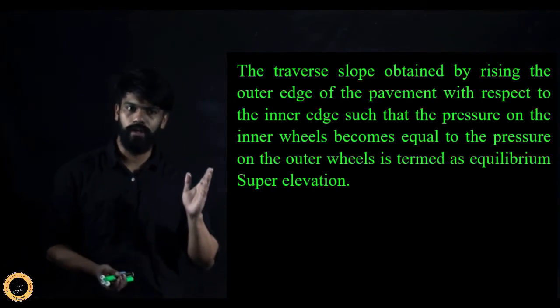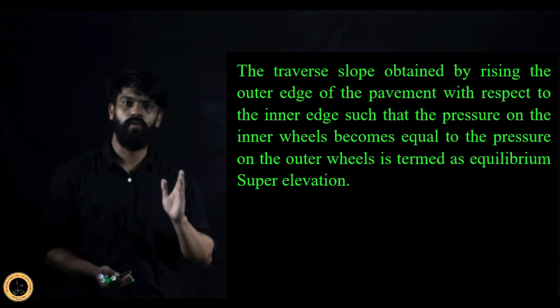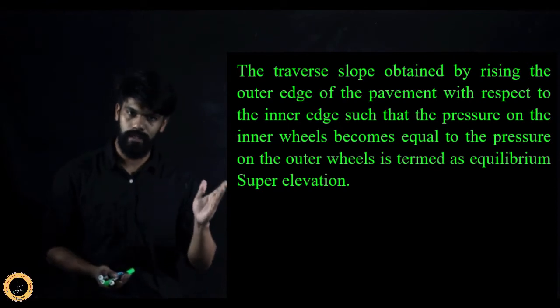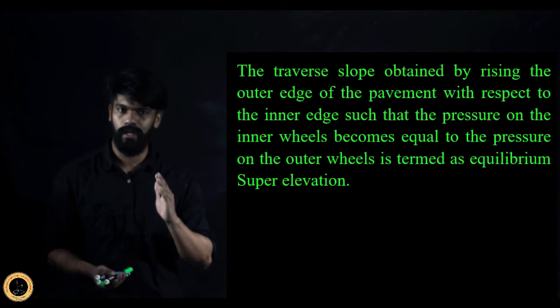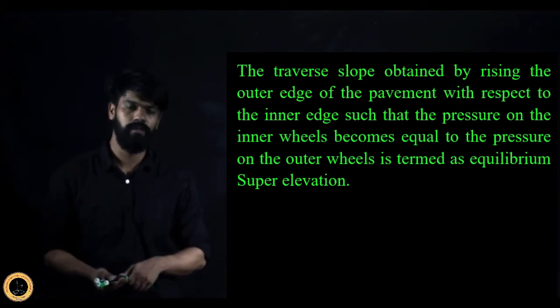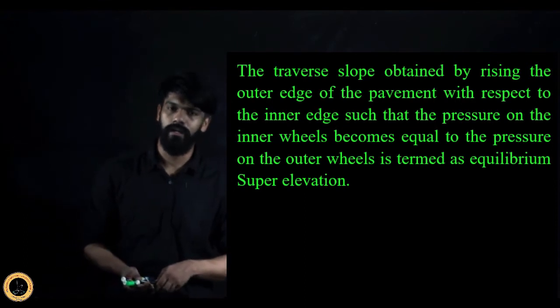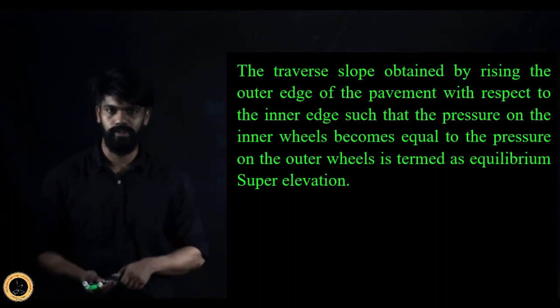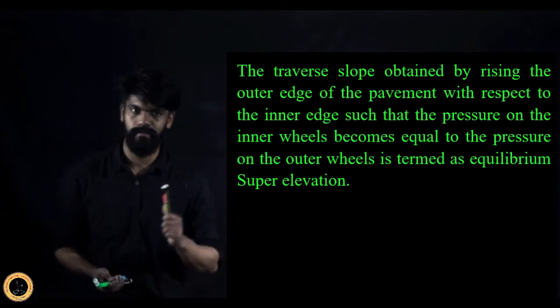That means in order to make the pressure on both the wheels, that is the inner wheel as well as the outer wheel, equal, when the pressure on both wheels becomes equal, that particular super elevation is termed as the equilibrium super elevation. Okay, so that is the meaning of that. You can write that definition.